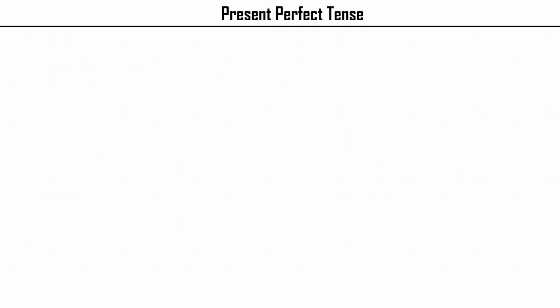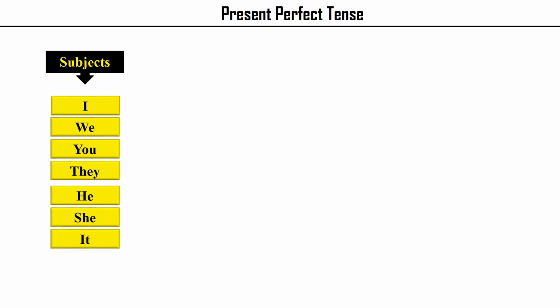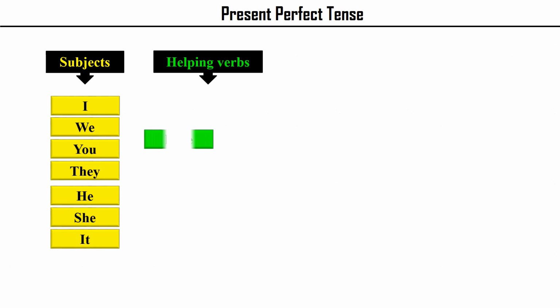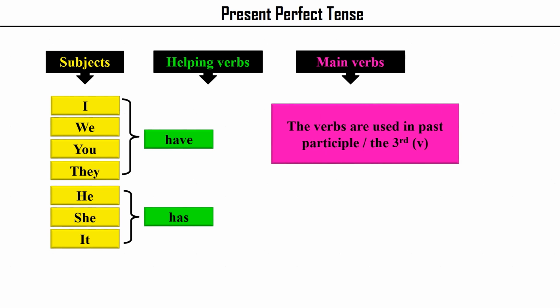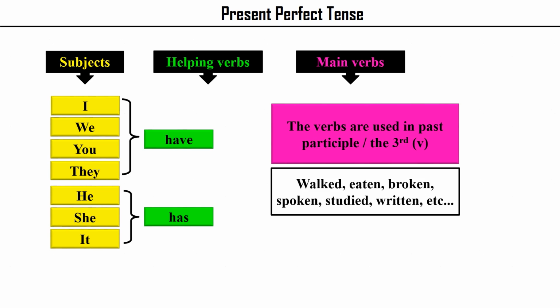Let's move on. Subjects that are used in tenses are I, we, you, they, he, she, and it. Helping verbs: there are 2 helping verbs in the present perfect tense. They are have and has. Have is used with subjects I, we, you, they. Has is used with subjects he, she, and it. And the main verbs are used in the past participle or the third form of the verb. For example, walked, eaten, broken, spoken, studied, written, etc.